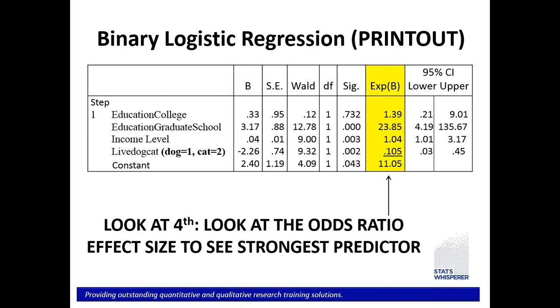Now, what's interesting is the lives with a dog or a cat, that odds ratio is actually 0.105. Now, it's easy to understand what almost 24 times more likely means, to be happy in the education example, but how do we interpret this 0.105 odds ratio?